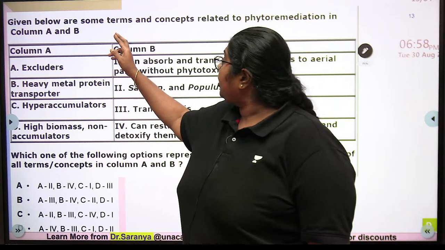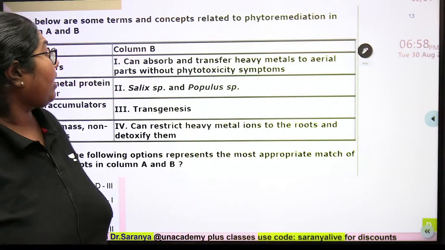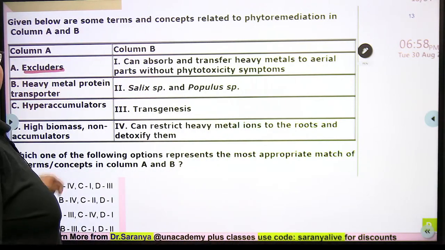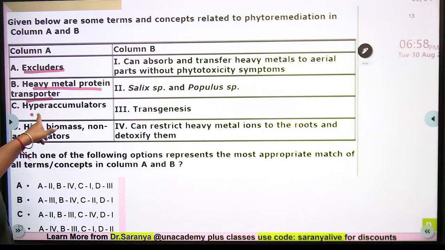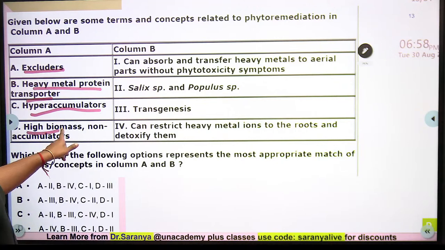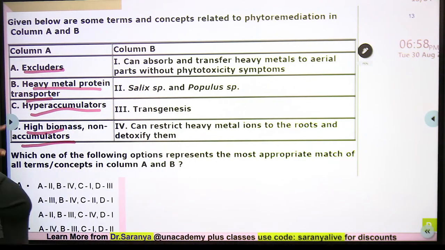Right, guys. So given below are the terms related to phytoremediation. So shall we check it out? Okay. So excluders, heavy metal protein transporters, right? Hyper accumulators, high biomass non-accumulators, right? Okay, everybody, come on. So what is going to be the accumulators? Accumulators means what? Or excluder? Any one point, if you know, you can just click this question. Very, very easy question.